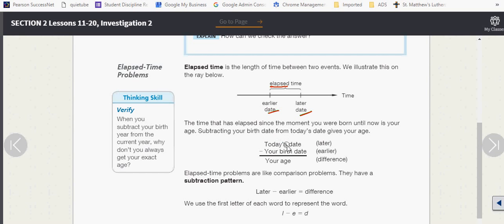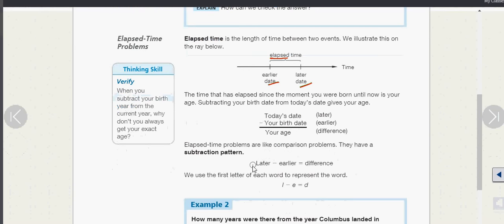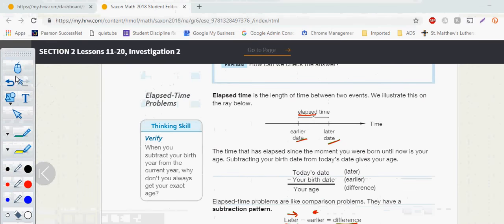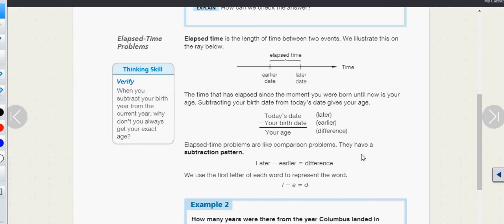The earliest date you can remember, probably don't even remember, is your birthday. And to measure from today to your birthday, we put today's date at the top, which is the later date, further to the right. The early date we take away, the further to the left, which is your birthday. And what you'll actually find by subtracting, finding the difference in this later earlier difference pattern, is your age, right? That's one application for elapsed time problems.